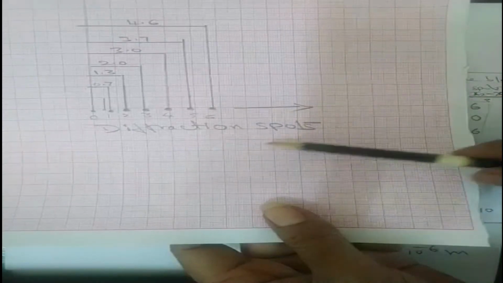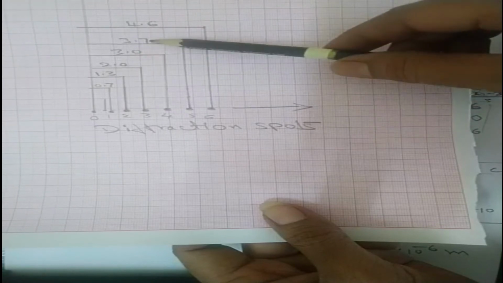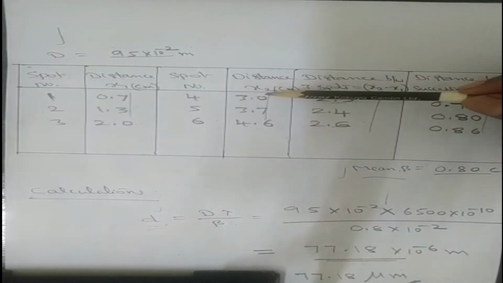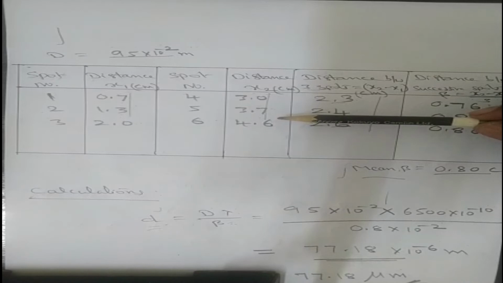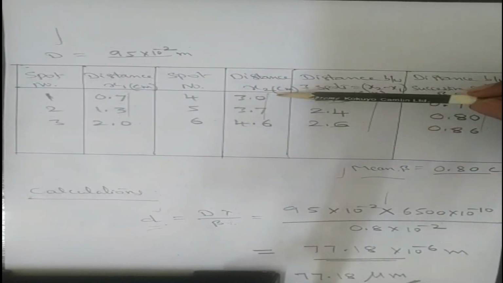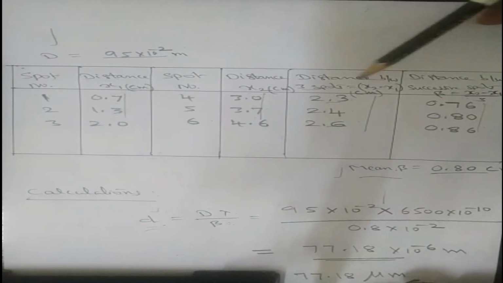Whatever the distances measured for all the diffraction spots, that is 0.7, 1.3, 2.0, 3.0, 3.7, 4.6. So these readings are tabulated here, right? Like this you have to enter all the distances from the central spot. First 3 spots readings are entered this side, another 3 spots readings are entered on the other side, as x1 and x2, so that it is easy for you to calculate the distance between 3 spots.